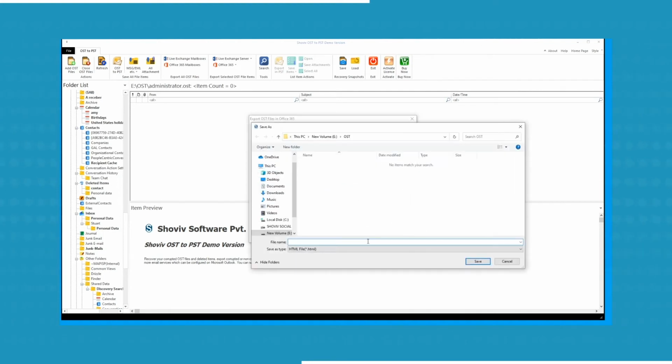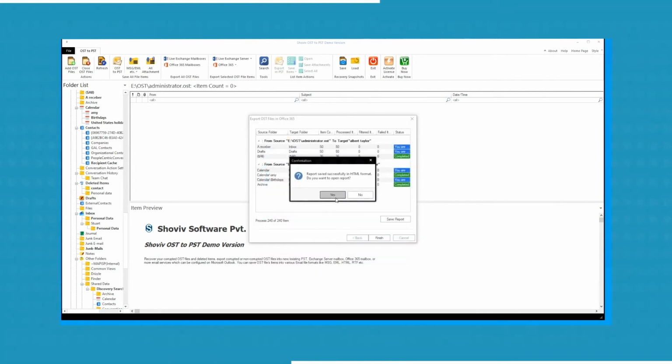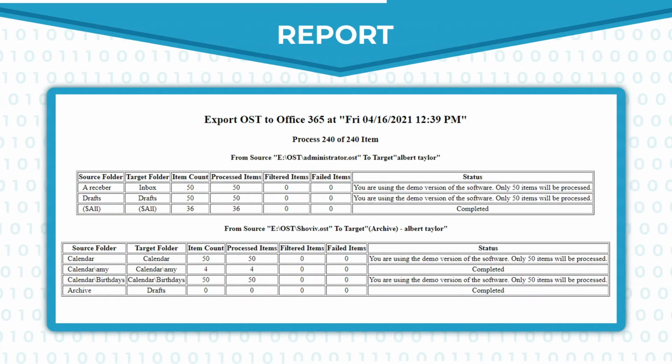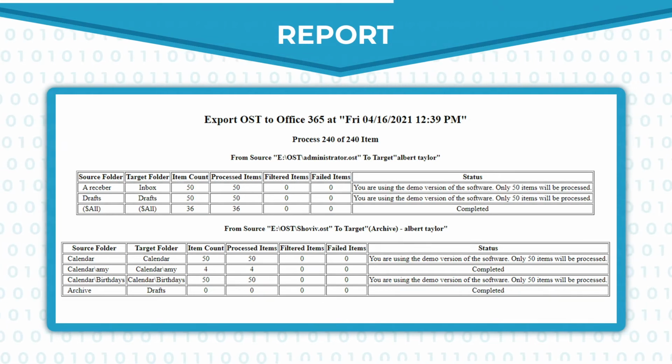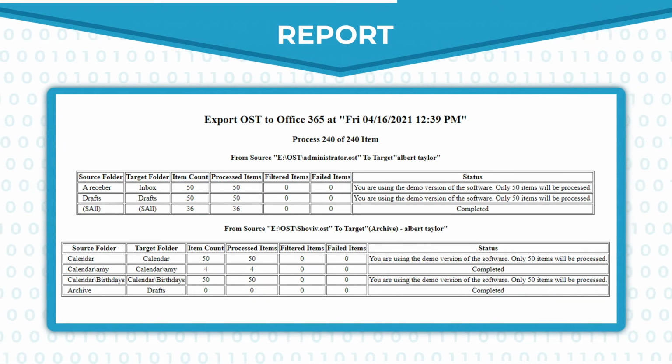The software also generates the report, which you can export in HTML format. Click Save. A message box will appear. Click Yes to check the report. This is the simplest way by which you can convert OST file to Office 365 mailboxes using Shoviv OST to PST converter.